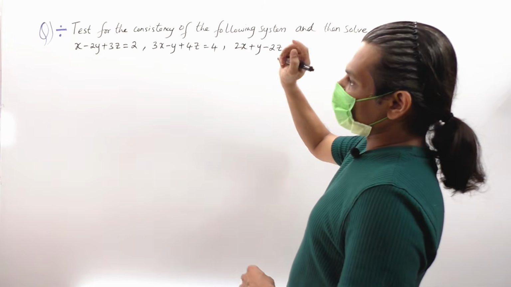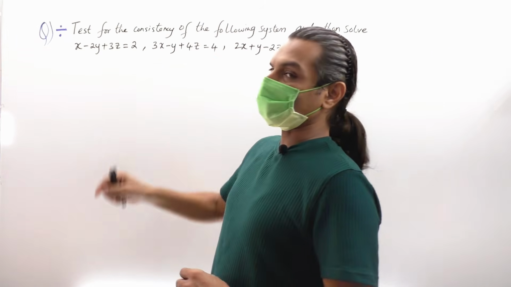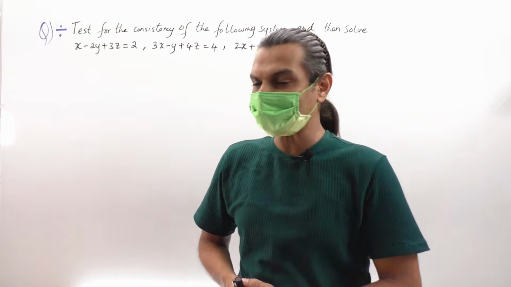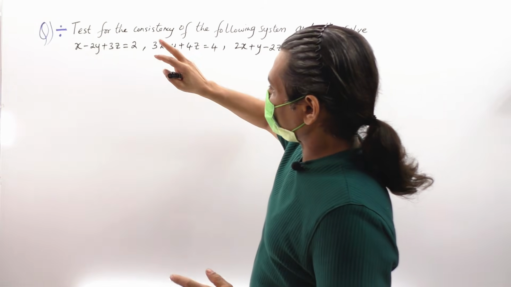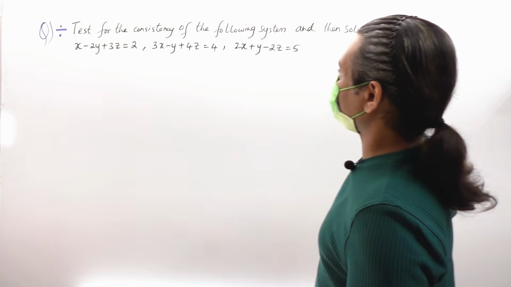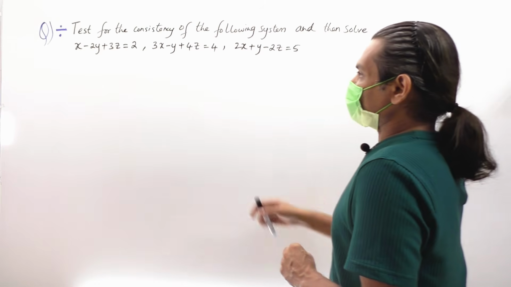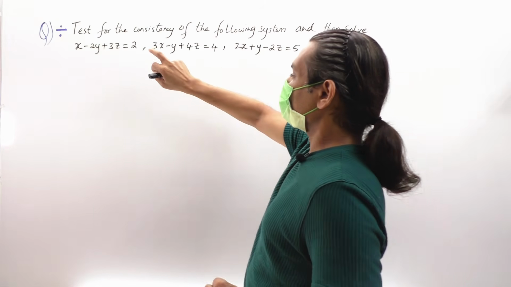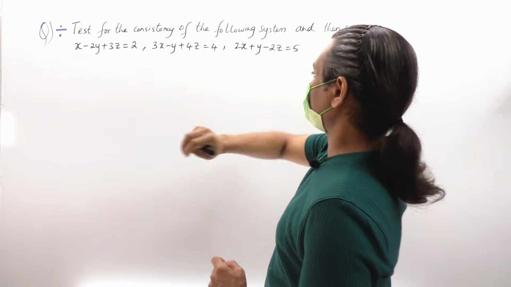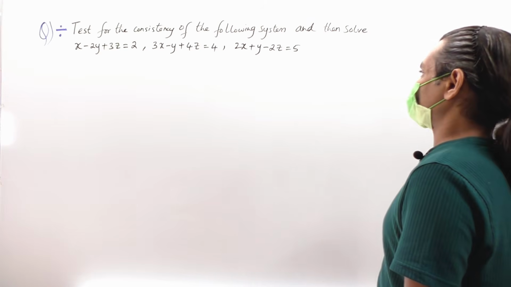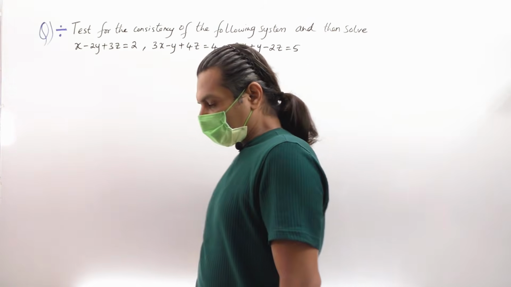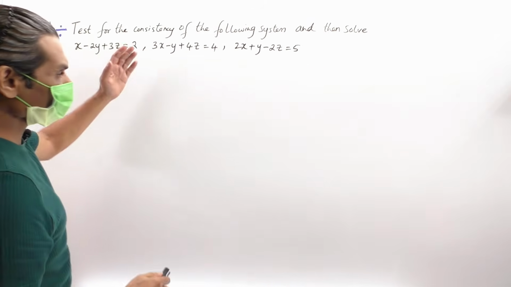This problem has been asked in the model question paper of the fresh VTU syllabus, so I have taken it here. The problem is: test for the consistency of the following system and then solve. x minus 2y plus 3z is equal to 2, 3x minus y plus 4z is equal to 4, and 2x plus y minus 2z is equal to 5. So first let's write the system here.